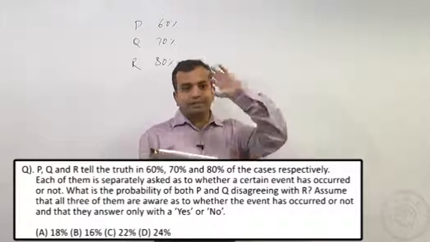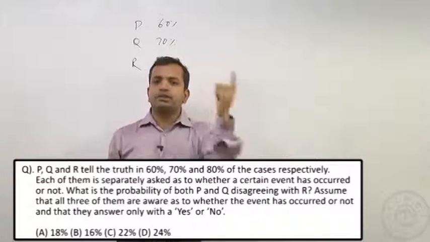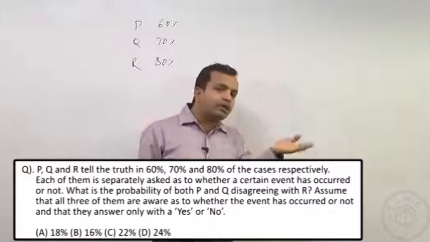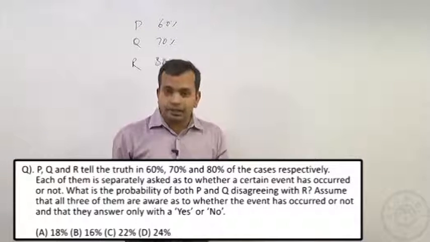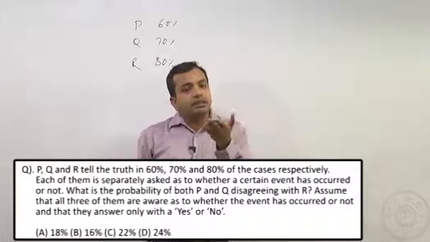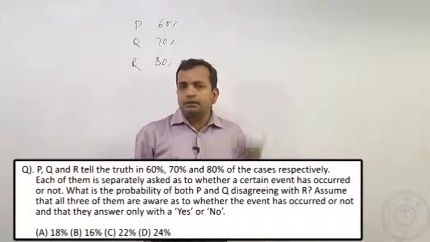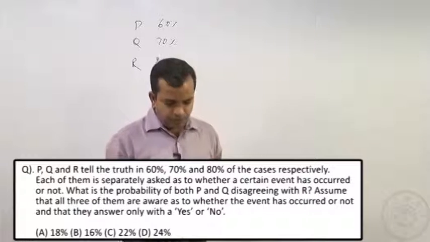So which means if the event has occurred and they tell us a no, it means that they are lying, and if the event has not occurred and they are telling the yes, they are also lying again. And if the event has occurred and they are telling a yes, they are telling the truth. And you can extend it for the fourth situation also.